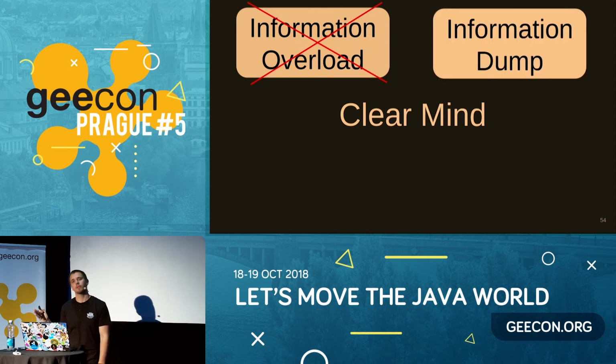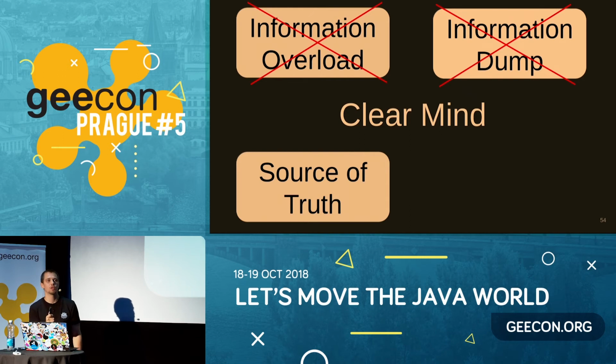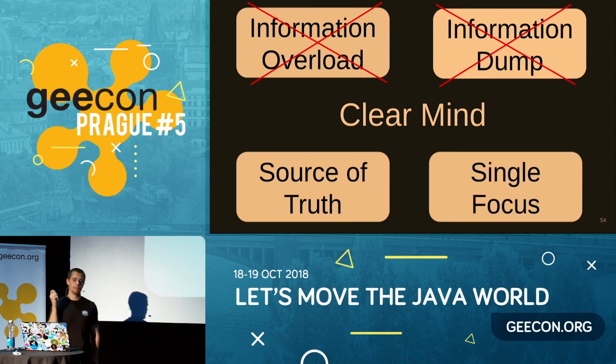But avoid information dump. You don't want to have hundreds of notepads throughout your house or workplace with different to-dos all over. Make sure you have a single source of truth. Have a single app or single notepad where you have the items that you will tackle today or tomorrow or the day after tomorrow. Because having more notebooks will enforce more stress. You want to avoid stress. And again, avoid multitasking as well.